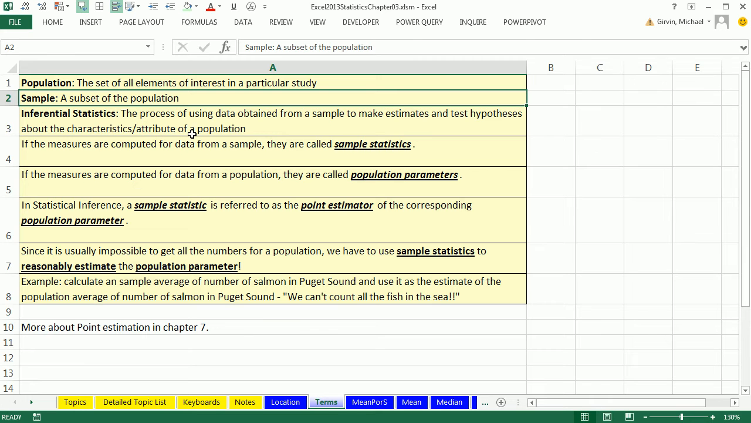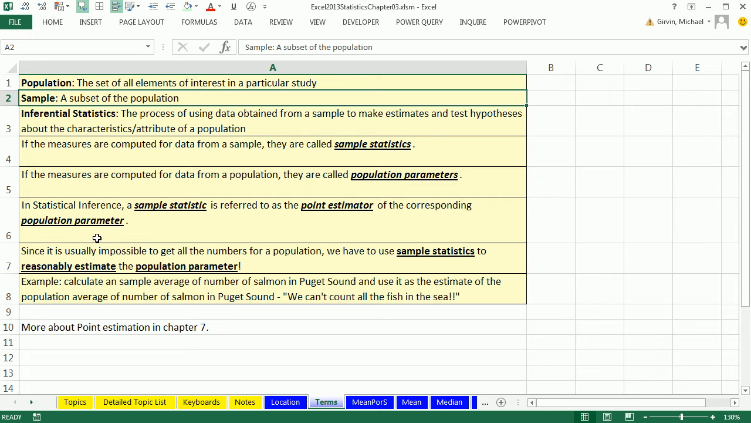Inferential statistics, the process of using data obtained from a sample to make estimates and test hypotheses about characteristic attributes of the population. We're going to use mostly samples, of course, and so we need to know what sample statistic and population parameter mean. Anytime the measures, which is what we're doing in this chapter, calculating numbers, are computed from data from a sample, they're called sample statistics. When they're calculated from populations, they're called population parameters. Why is that important? Because in statistical inference, a sample statistic is referred to as the point estimator of the corresponding population parameter.